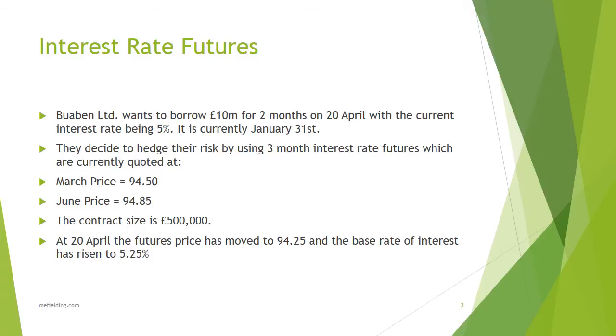Right, it says the futures price moved at the 20th of April to 94.25. Please notice that must be a June future. It can't be a March future because the March future has closed. It's gone. The March future doesn't exist at the 20th of April, so it must be a June future. Okay, that's your basic information. I just want you to be comfortable with that for now. When we go deeper into the calculations, then we'll look at exactly what all of that means.